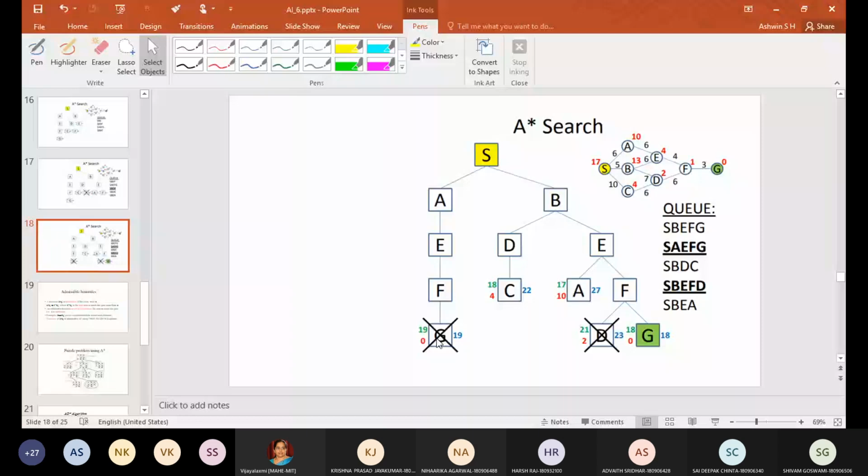This is how A star search algorithm works. It's very interesting when you are given n number of cities, and maybe anything. So you have to find out the best possible route, or it may be the cost or the shortest distance, whatever may be the objectives. Accordingly, you have to solve the problem and get the solution.